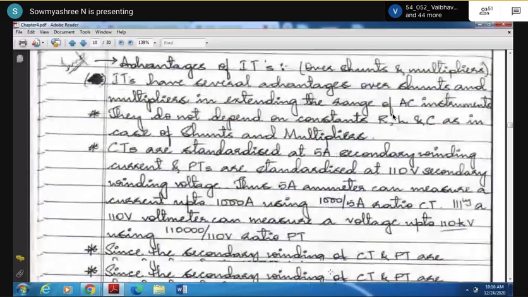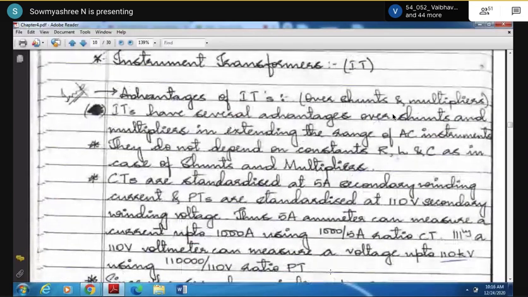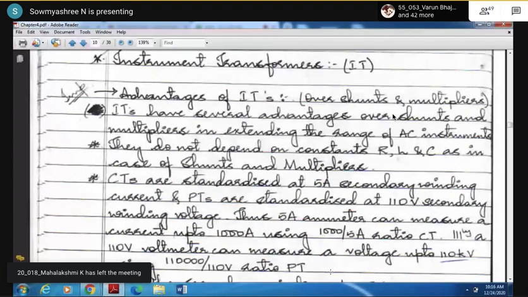Directly I'll come to the instrument transformers. You can see some of the advantages of instrument transformers mentioned here, over shunts and multipliers. As I told you, they do not depend on constants, whereas in shunts and multipliers, depending upon the constants, we need to extend the ranges, right?